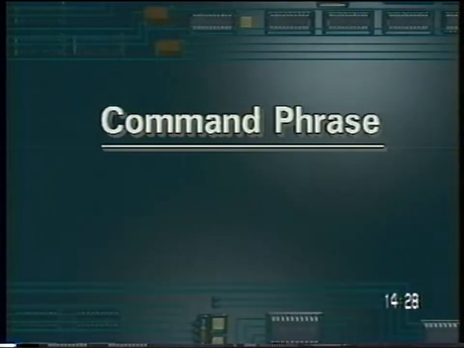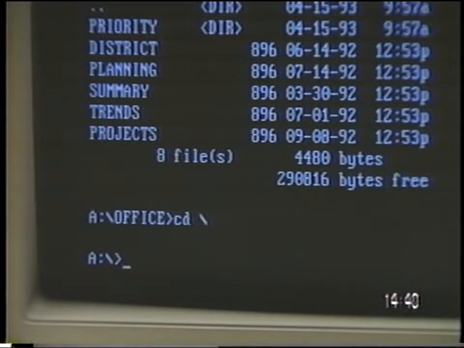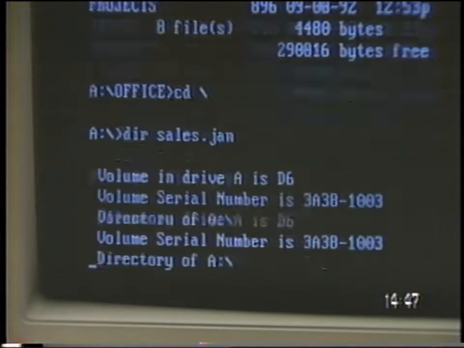Sometimes we want to display the directory listing of just one file. We can do this with the dir command, using the file name as the parameter. We want to see a listing for a January sales file. The file name is sales, and the extension is Jan. To display the directory listing of just this file, the command phrase is dir space sales.jan. We usually say this is sales dot jan. At the DOS prompt, we type dir space sales.jan. When we press enter, the directory listing for the file is displayed.